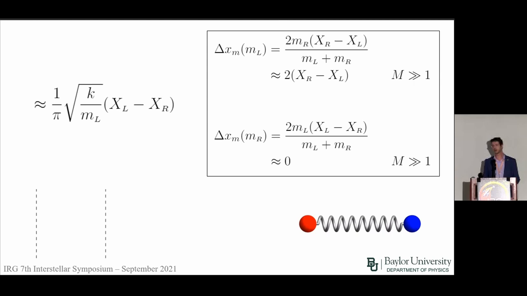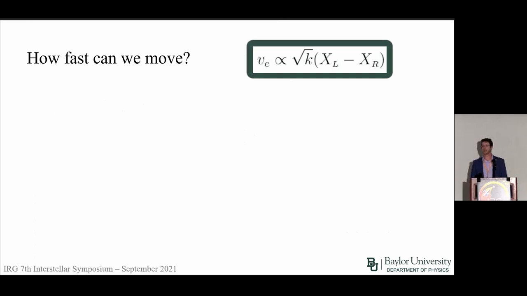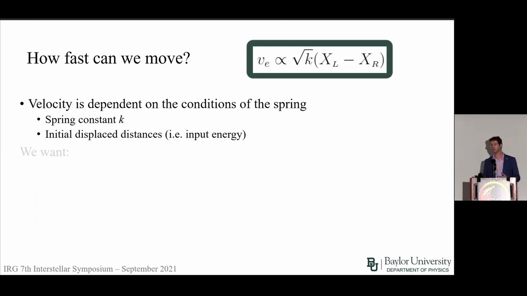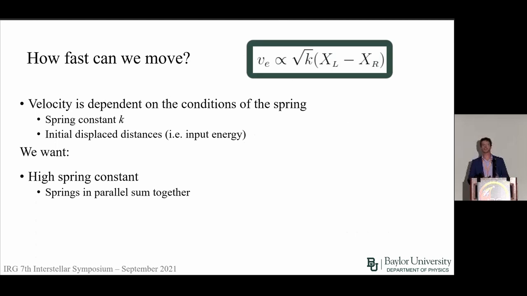So then how fast can we move with the system? Well, we can see that our velocity can be scaled regardless of mass by simply changing the spring constant K and the initial displaced distances, where the initial displaced distances are effectively the input energy required to drive the system. So what do we want? Well, we want high spring constants, noting that springs sum together in parallel for easy scalability, and we want large displacement. So we need to use long springs.